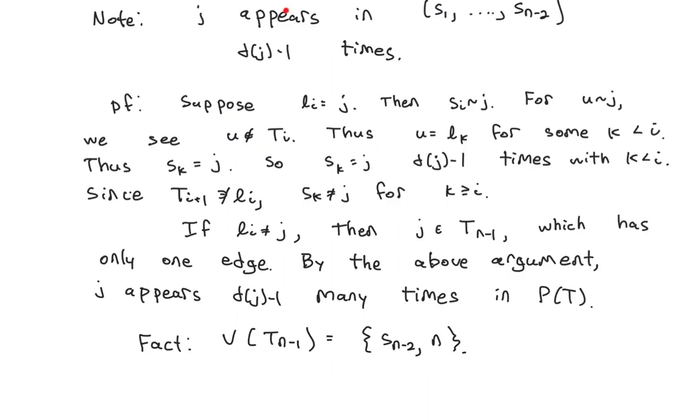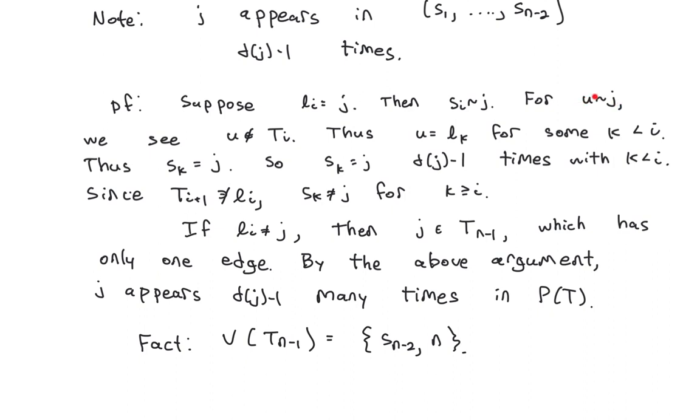So here was the first observation we had made. Any given vertex appears in this sequence one less than its degree many times. And so to prove that, suppose that this vertex J was the ith leaf in our process. Then it's worth noting S sub i is its neighbor in T sub i, so S sub i is adjacent to J. So there's one possible edge.